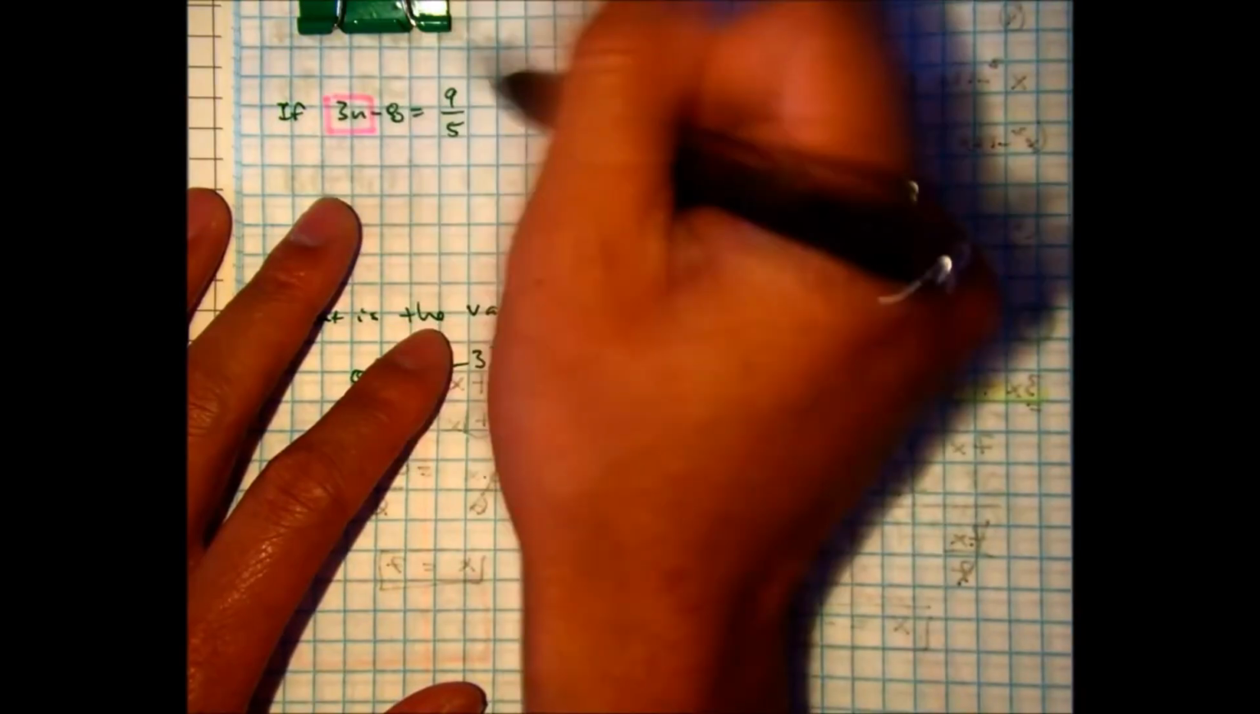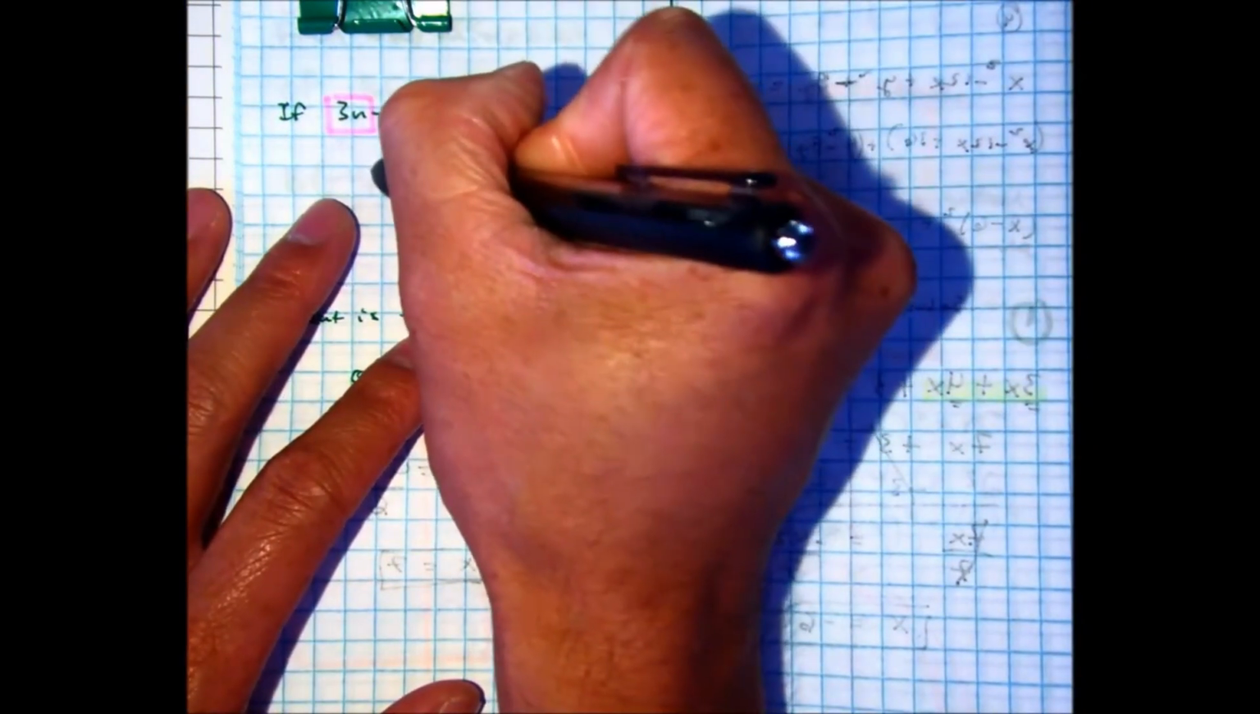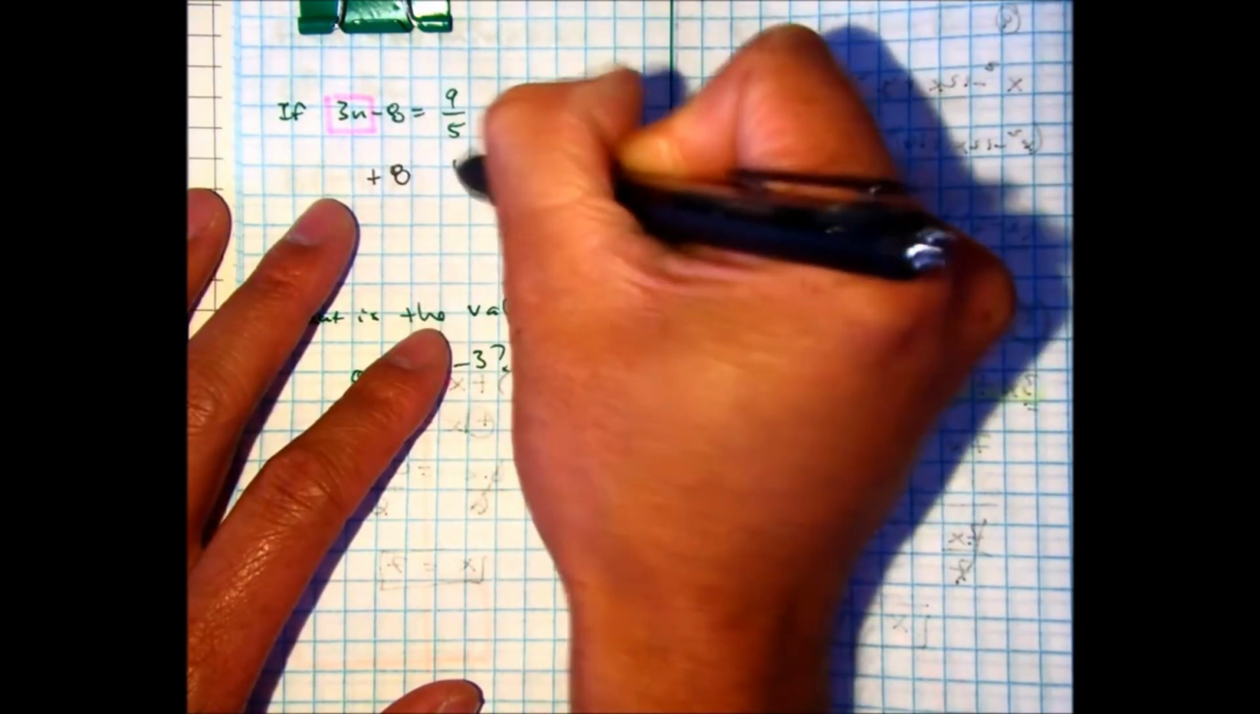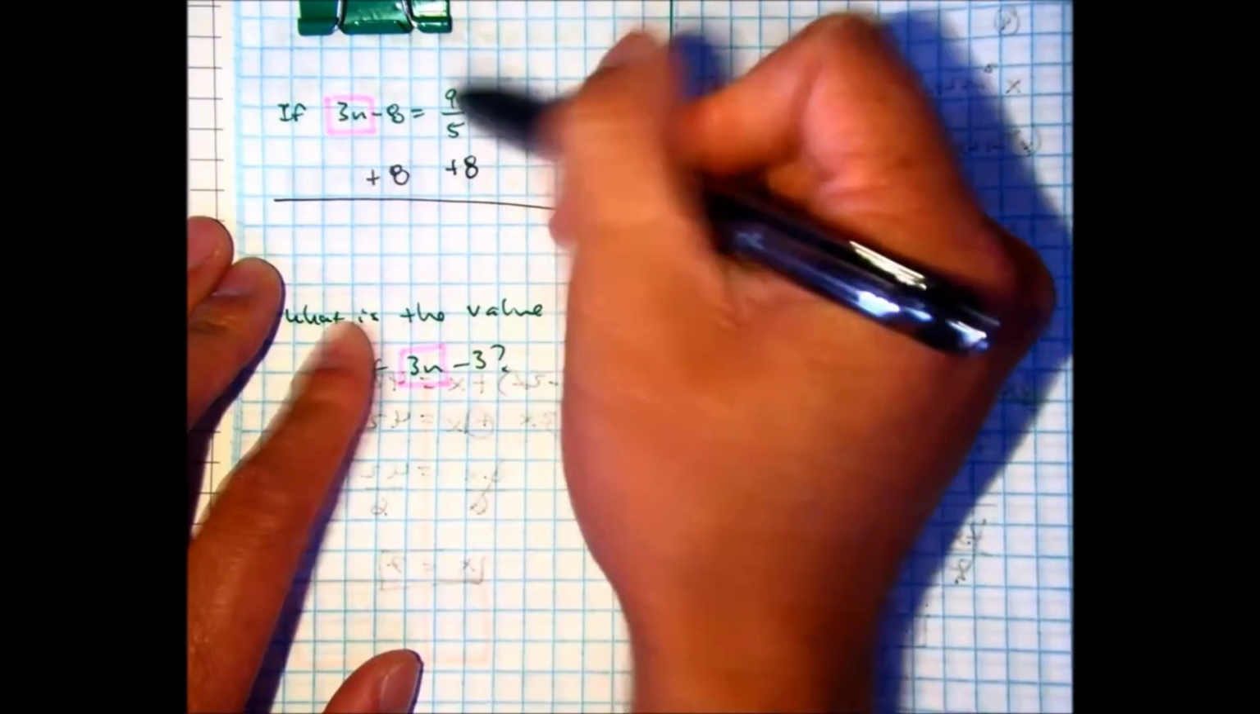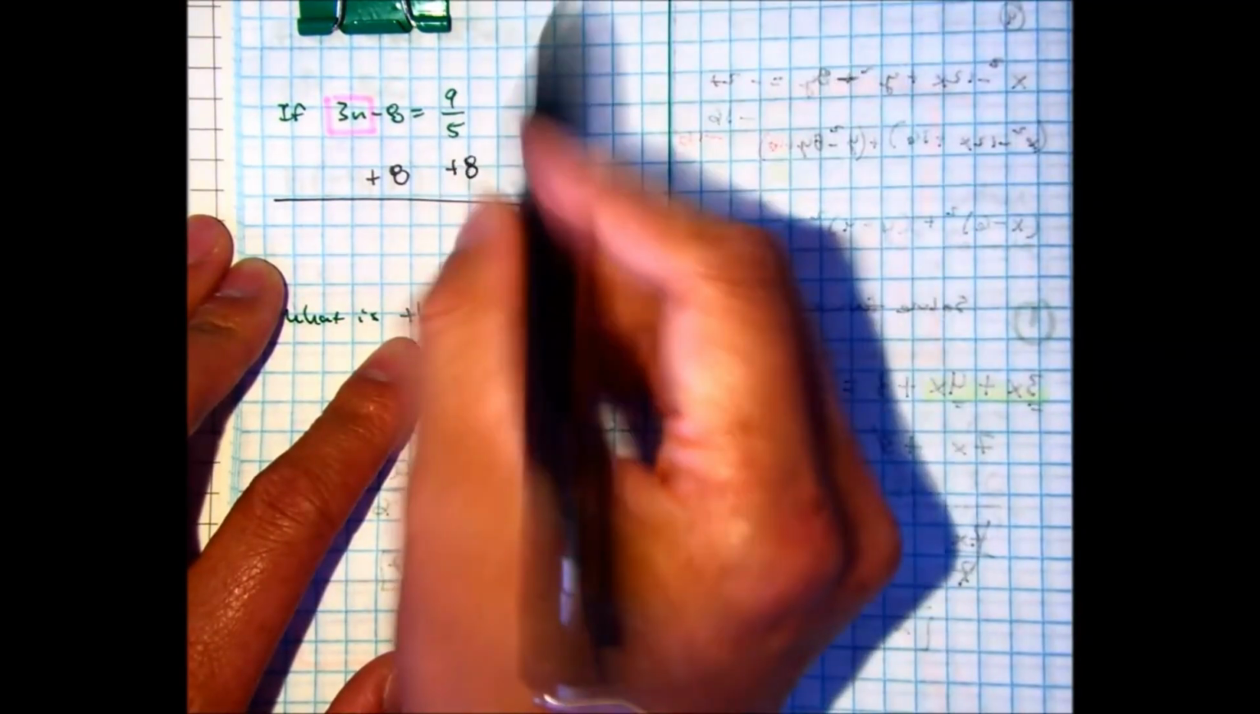Now, someone did think about, how do I get rid of that 5? You could multiply by 5 on both sides, but then you have to distribute it, just fine. So if I add 8 to both sides, I can't add 8 to 9/5. So I have to make this a common denominator.